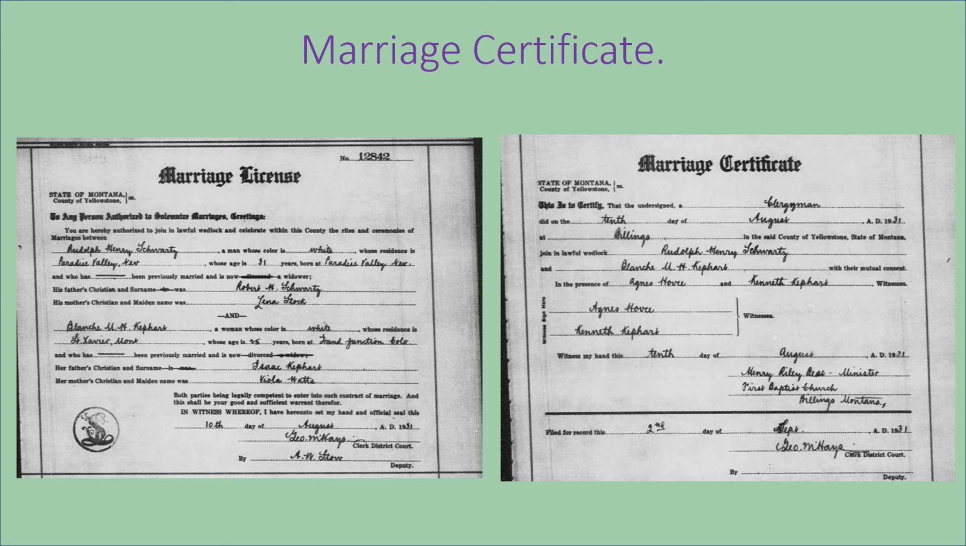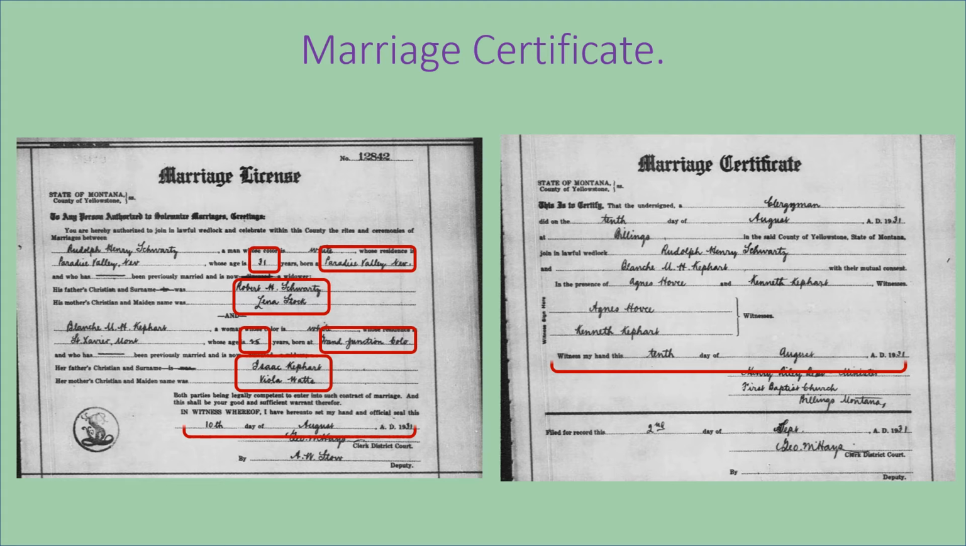I was pretty excited. There is often a difference of information on the license and the certificate. In this case, the license gives my grandparents' ages, place of birth, and their parents' names. We see that Montana had no waiting time because they got the license the same day that they got married. Both were on August 10th.